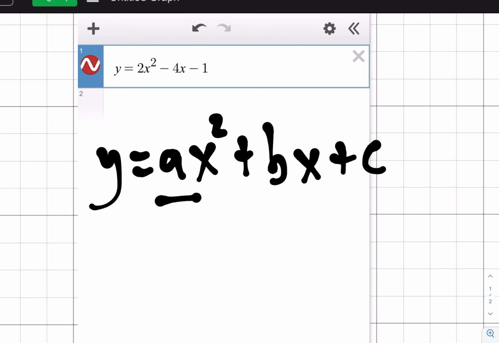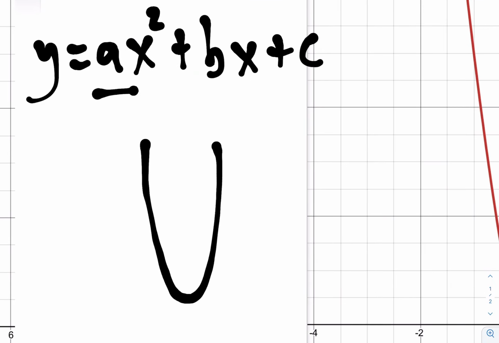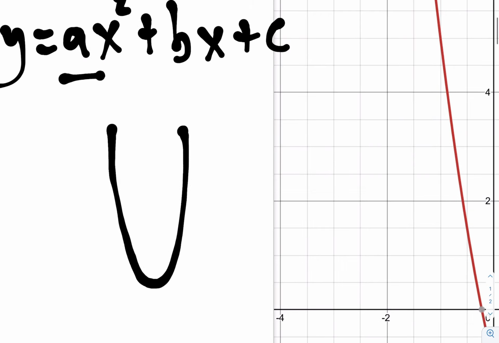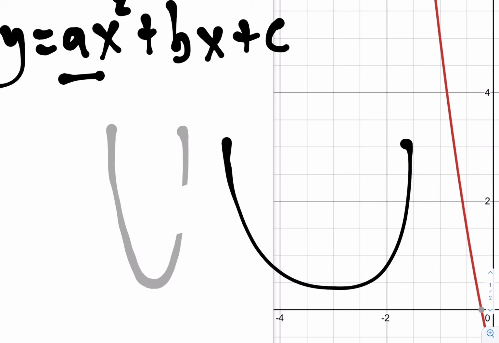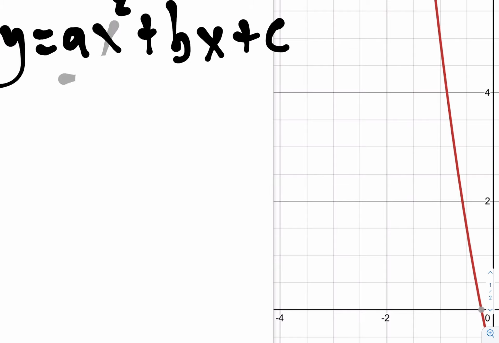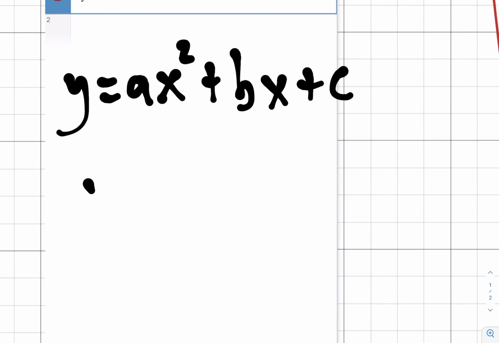So if a is really big, the function's going to be steep. It's going to be a parabola that's super steep like that. But if this a value is small, let's say like 0.5, it's going to be wider like this because it's going to be increasing slower. Lots of people think if this a value is small, it's going to be steep, and if this a value is big, it's going to be wide, right? Because they associate big with wide, and in math, it's actually the opposite.